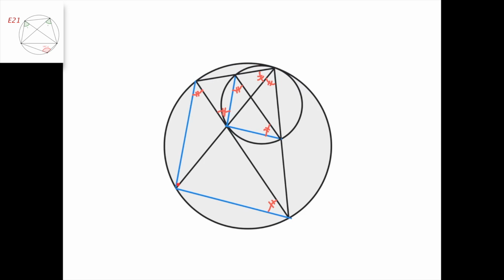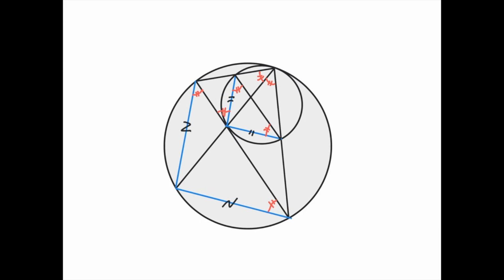From this cyclic quadrilateral, we know that this angle equals this angle, then this angle equals this angle, and because they are equal, we know that this triangle is isosceles. And similarly, from this cyclic quadrilateral, we know that this angle equals this angle, and this angle equals this angle. And because these two are originally equal, then this triangle must be isosceles. And so this side equals this side, and this side equals this side.